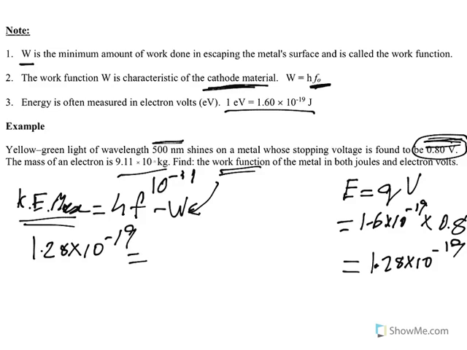H, Planck's constant. Okay, so I'm going to work it in joules first: 6.63 by 10 to the minus 34 times the frequency. Well, that's not going to work for us because we haven't got the frequency. But what we've got is the wavelength, haven't we? So let's get rid of that and come back to it later.